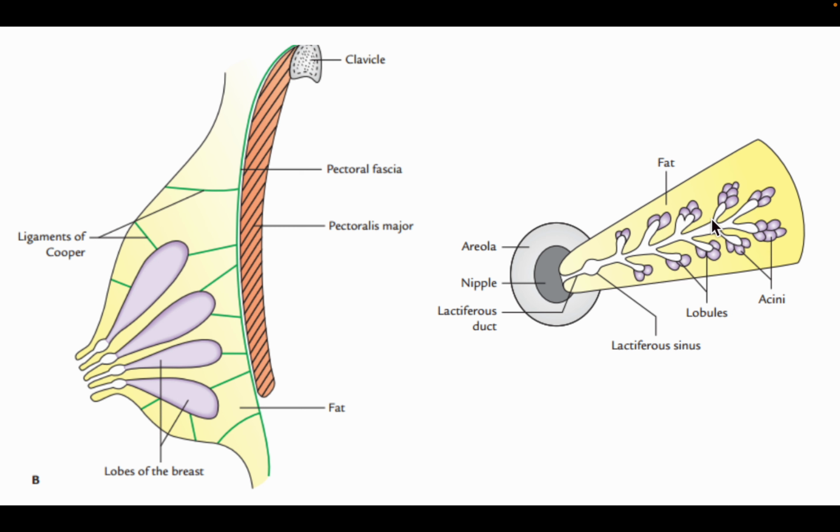So this is one lobe. Inside that, lobules will be present here, and there is acini also, and this is known as the lactiferous sinuses, which goes and opens into the nipple as well as the areolar area.